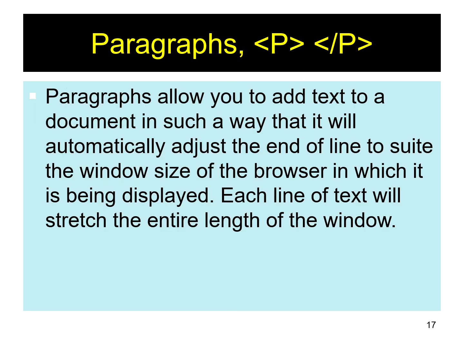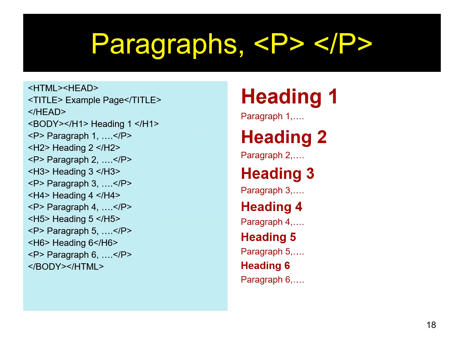So paragraph. The paragraph tag is the bracket P, then you close the bracket. To end the paragraph, you have to give the slash symbol. Paragraphs allow you to add text to a document in such a way that it will automatically adjust the end of the line to suit the window size of the browser in which it will be displayed. Each line of the text will stretch the entire length of the window.